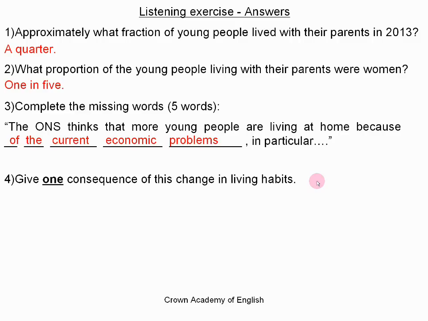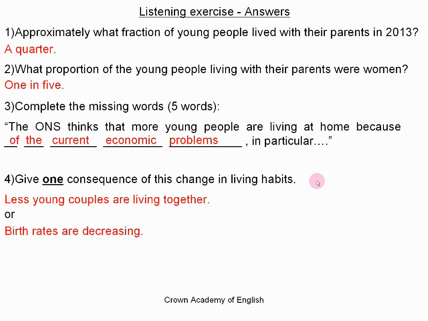And question 4, I wanted you to give me one consequence of this change in living habits. And so the answer is less young couples are living together, or birth rates are decreasing. So either of those answers is correct. All right? So those are the answers to the questions.